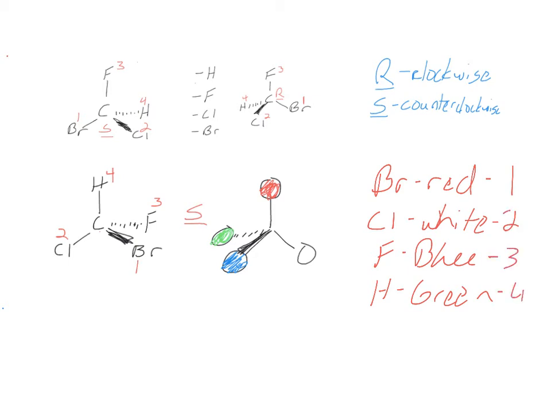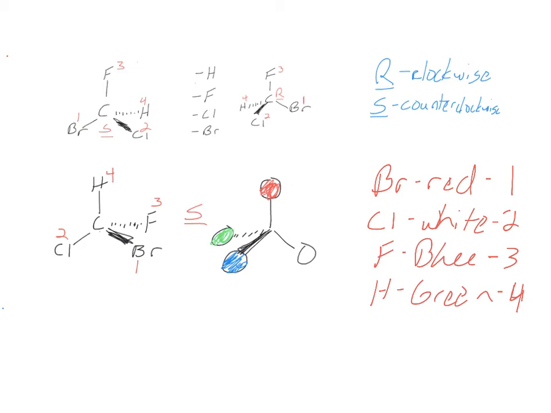Right? Red, white, and blue. That's how you remember the rankings. 1, red, white, 2, blue, 3, green, 4. So once I've assigned the bromine, the top ranked one is always red. The second ranked thing, whatever it is, is always white. The third ranked thing, whatever it is, is always blue. The last ranked thing, whatever that is, in this case it's hydrogen, is always 4. That's green.